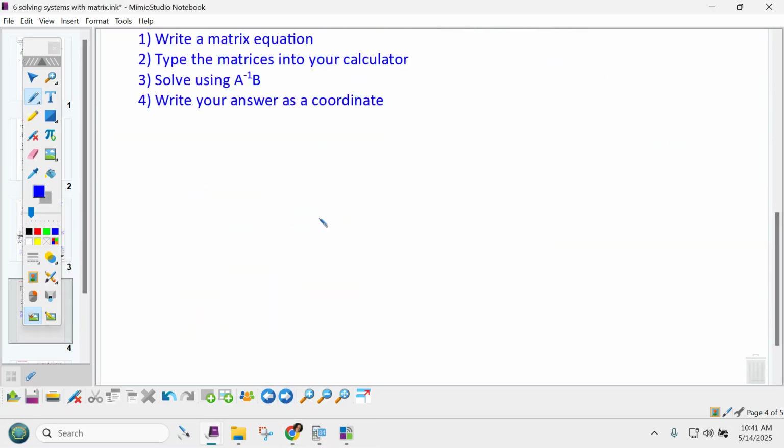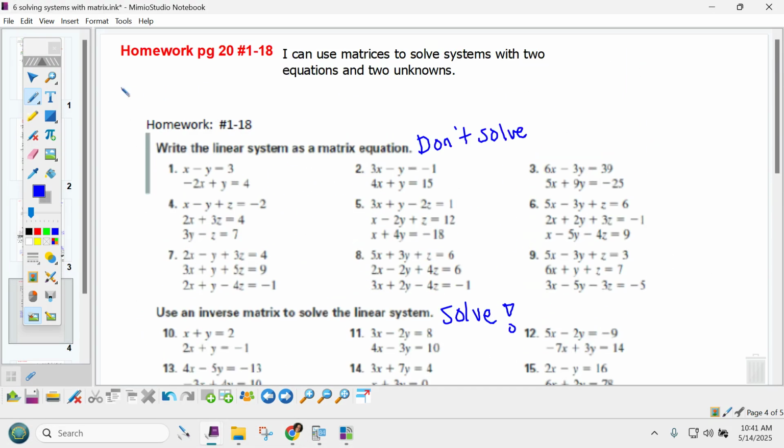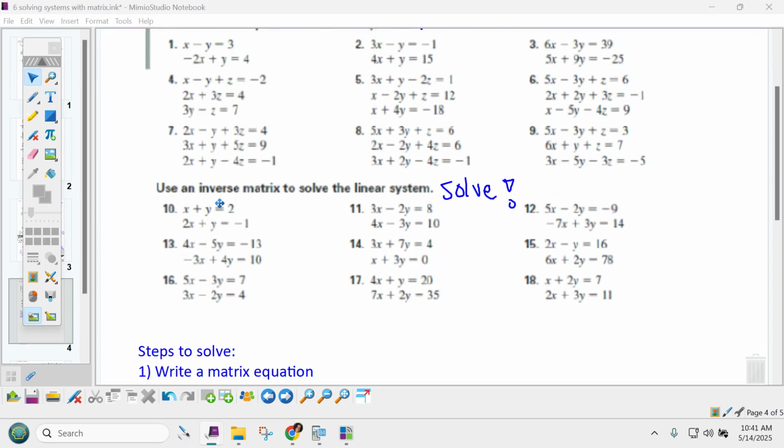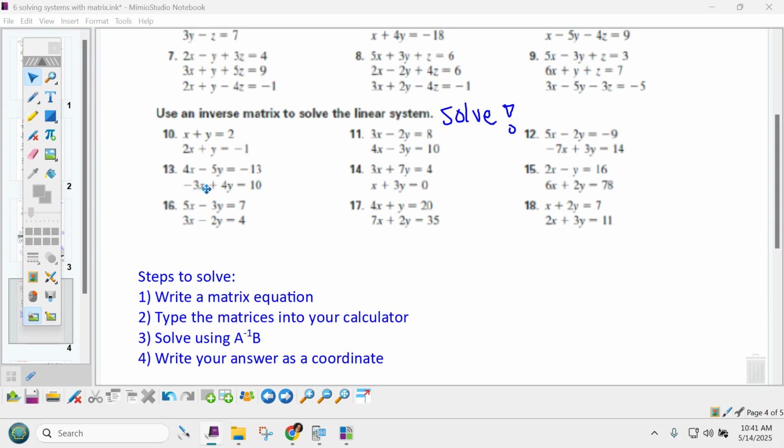Okay, so now we are on to homework. First set, don't solve it, just write the system as a matrix. Bottom set, actually solve it in the calculator. Check your answers in Drive.